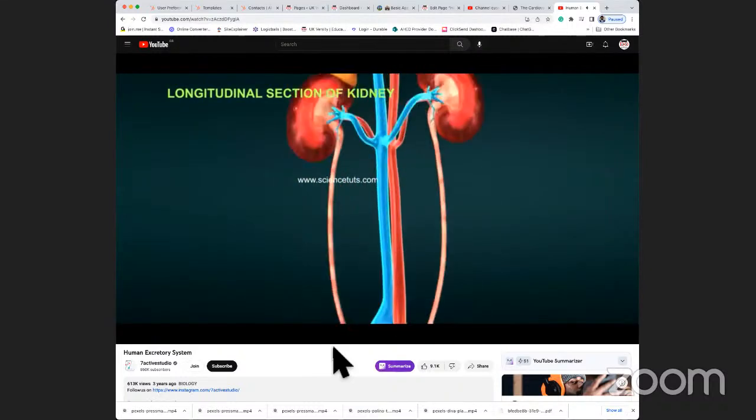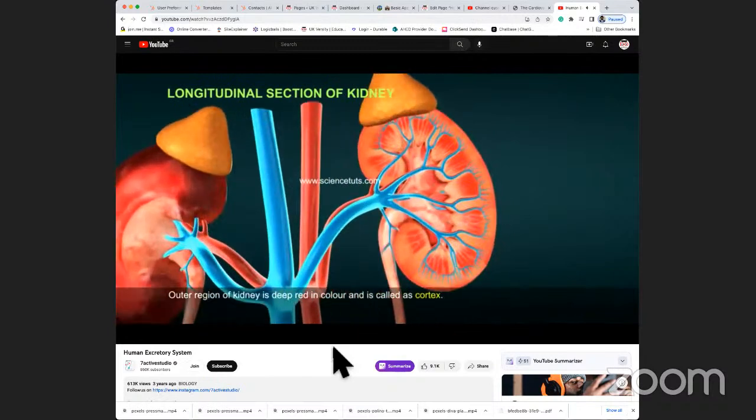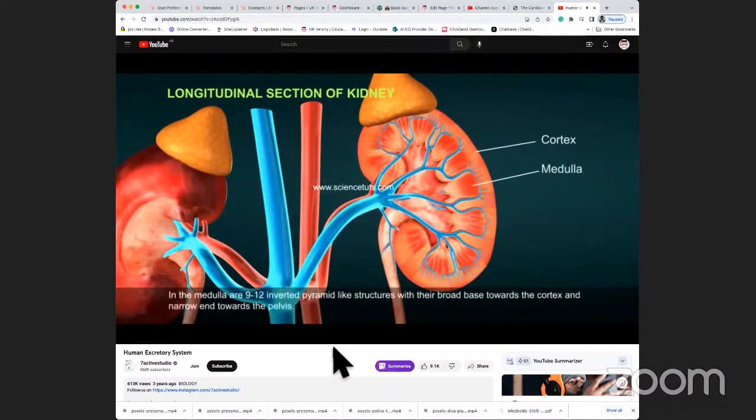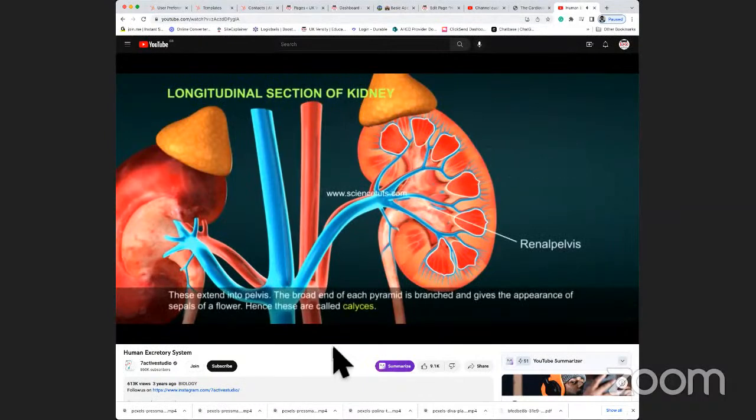Longitudinal section of kidney. Outer region of kidney is deep red in color and is called cortex. The inner region is light red in color and is called medulla. In the medulla are 9 to 12 inverted pyramid-like structures with a broad base towards the cortex and narrow end towards the pelvis. These extend into pelvis.